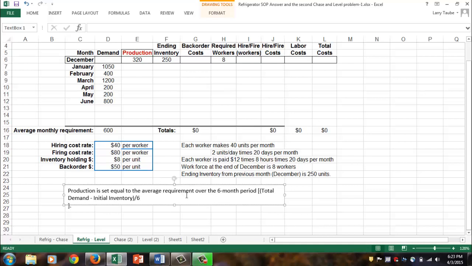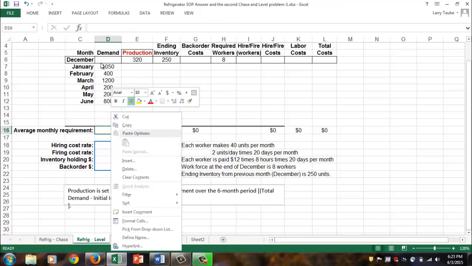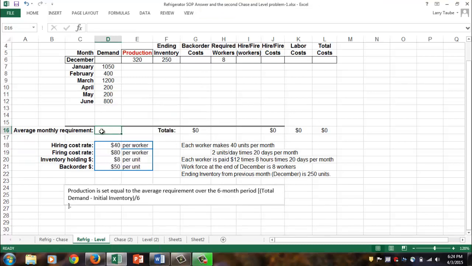Wait a minute, we don't have 8, we have 6. So let's change this to 6. And so then we're going to add up those numbers and then we're going to divide by 6. Okay? Again, if you had 8 months, you'd be using 8, whatever. What the formula says is take the total demand, add up all those numbers from here to there. But before you do anything called take the average, subtract out your beginning inventory.